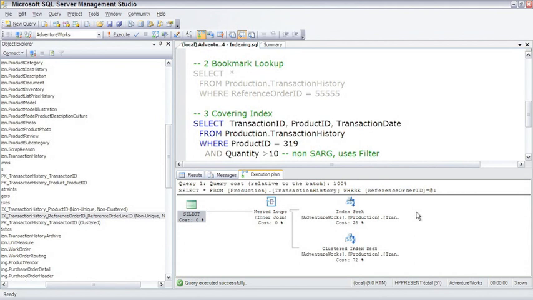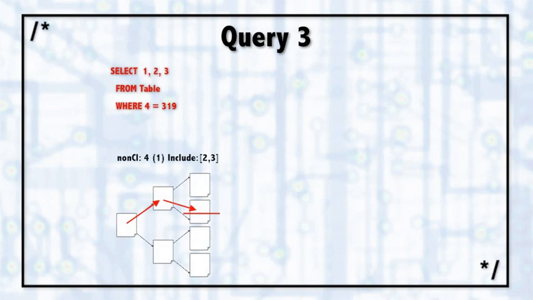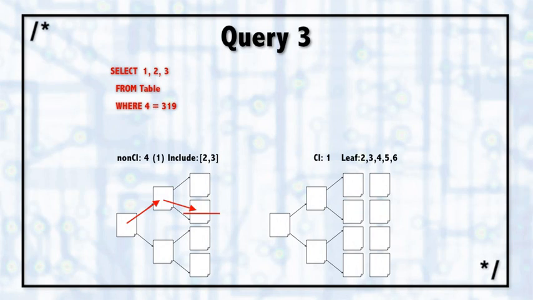Let's look at another query. So, query 3. Here we're going to select from our table columns 1, 2, and 3, and our search argument is where column 4 is equal to 319. Now, the non-clustered index here has column 4 in it, so that's a perfect index for finding the right rows. But if that's all we had in the non-clustered index, it could find column 4 and find column 1, but it would still have to do a bookmark lookup to go find column 2 and 3. What we're going to do is include column 2 and 3 at the leaf level of the non-clustered index so we can build a covering index. So that's what we're going to do.